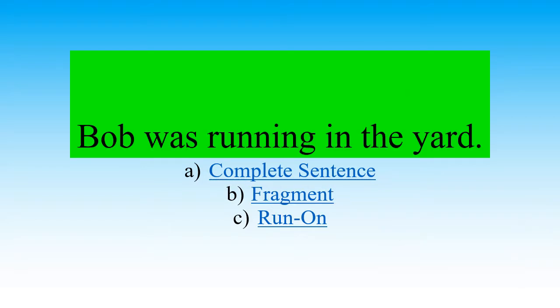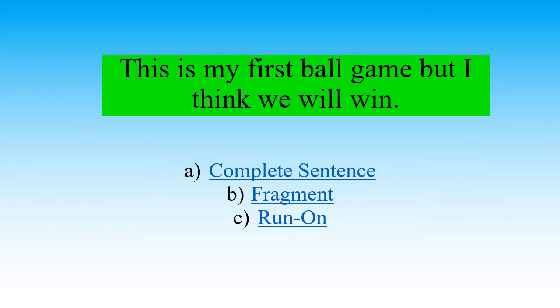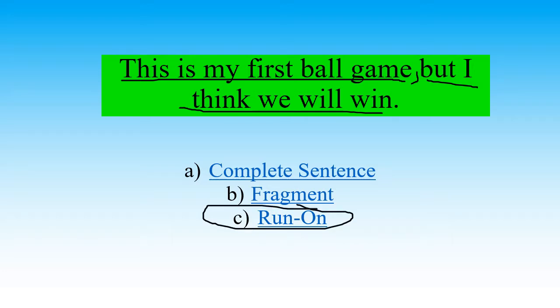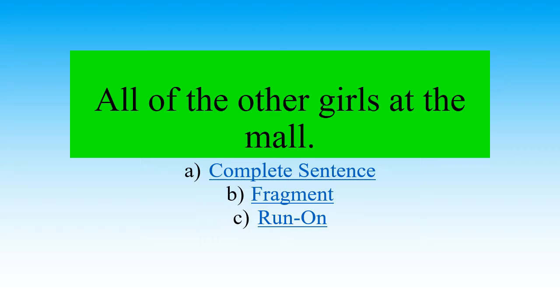Bob was running in the yard. Subject, predicate. He's doing something. Complete sentence. This is my first ball game, but I think we will win. This is my first ball game, comma, but I think we will win. So that was a run-on. It needed to be corrected with some punctuation. All of the other girls at the mall are doing what? That's a fragment.